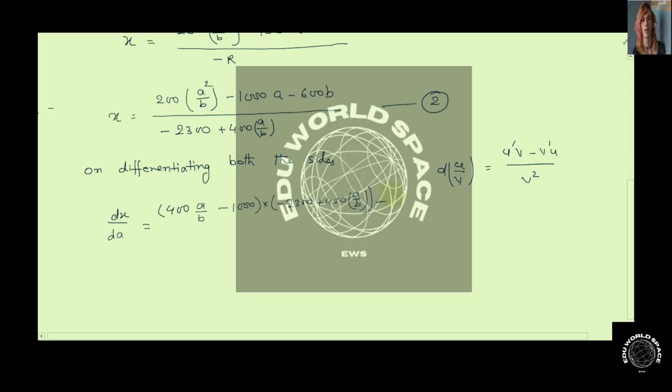Minus, now differentiating the denominator, the first term will give 0, and since it's a constant, the differentiation of 400 A by B will be 400 upon B, multiplied by the numerator. The numerator was 200 A square upon B minus 1000 A minus 600 B, whole divided by minus 2300 plus 400 A upon B, whole square.